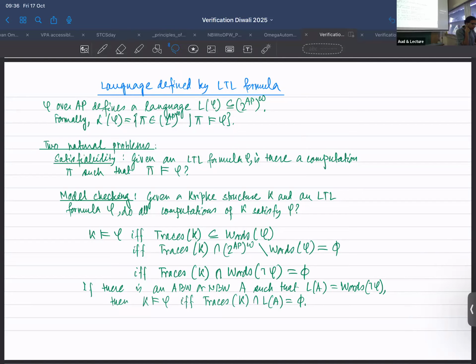So given such a property phi, what model checking essentially checks is that all the executions of the system should follow the property phi. Essentially, the executions are a subset of all the words that satisfy the formula phi, right?